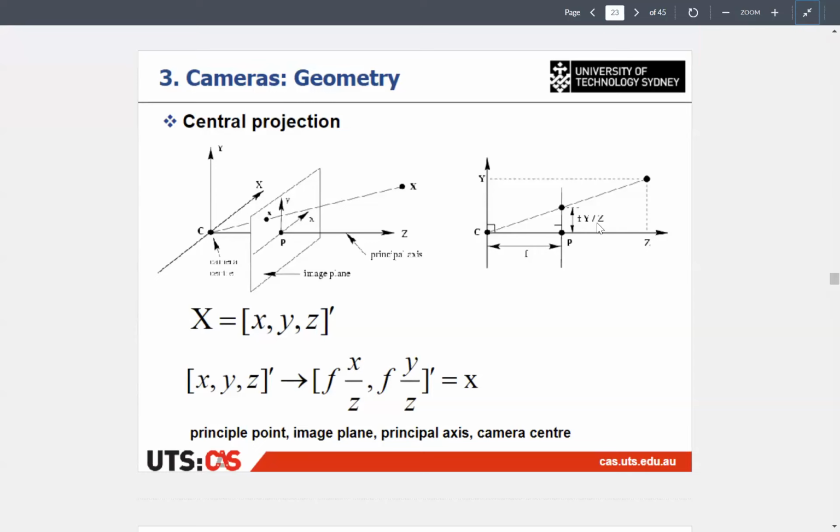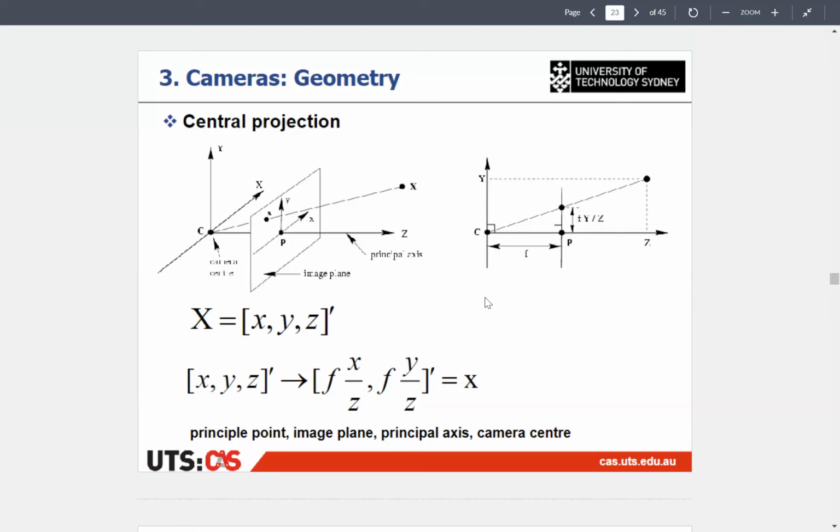Oh, okay, yeah, that makes a lot more sense now. I was wondering how there were just two, but that makes sense. X is similar. That is the central projection, and it's similar for the XZ plane, so it has similar equations as well.